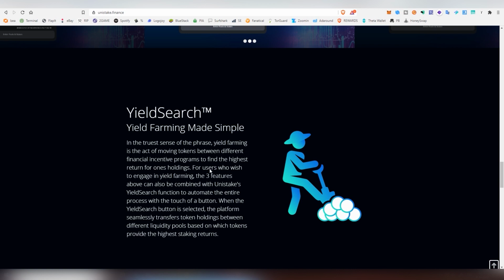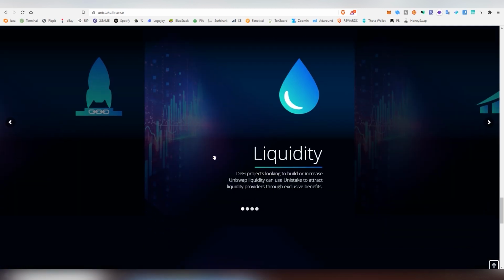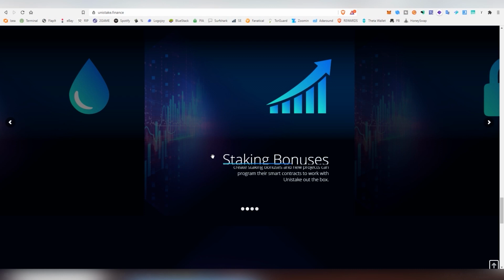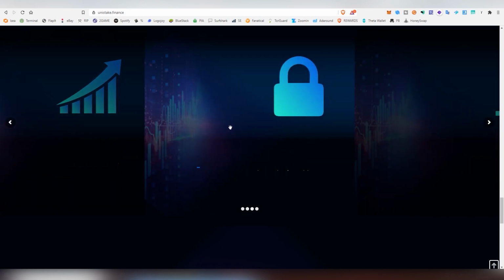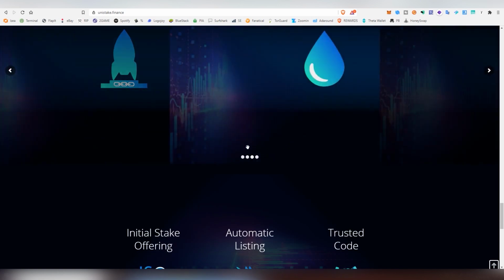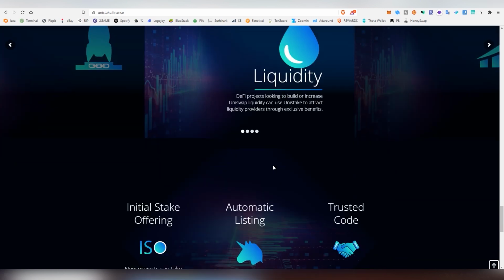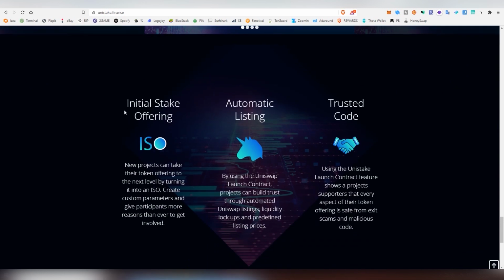They also have things that are coming out, such as yield search, which is making yield farming simple, allowing people to find all the necessary data of yield farming and automate a lot of that process. And there are a lot of things that they are building, and we're going to take a look at those in the light paper in a second. And there are lockup periods for teams who are going to be participating through the system, and there are initial stake offerings that any project can do.